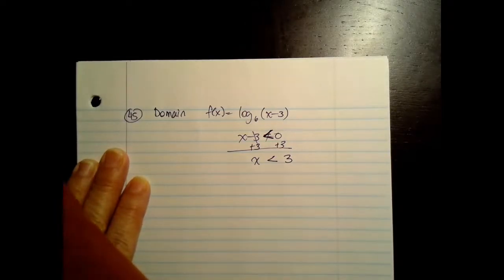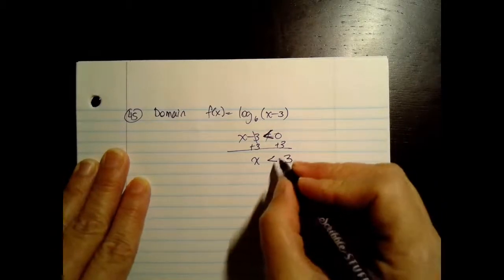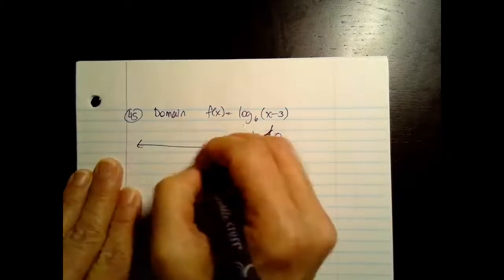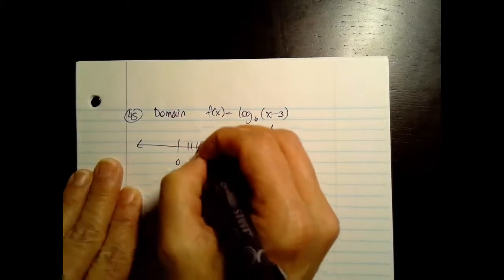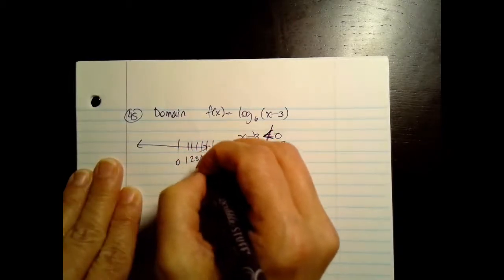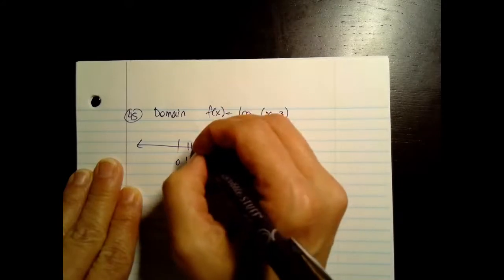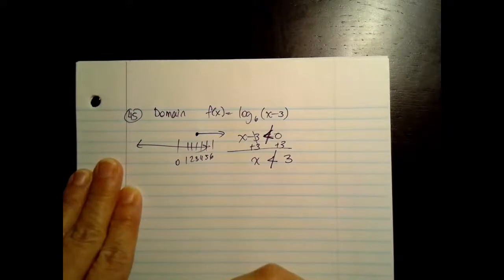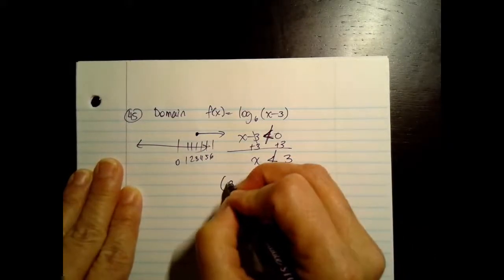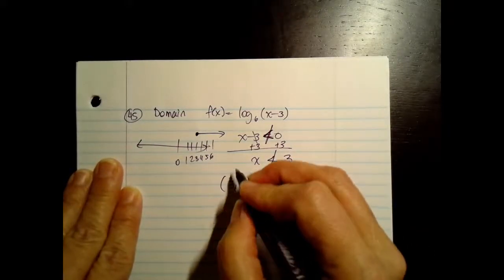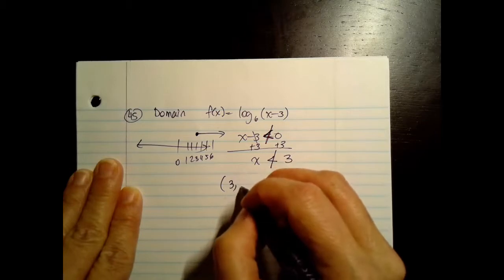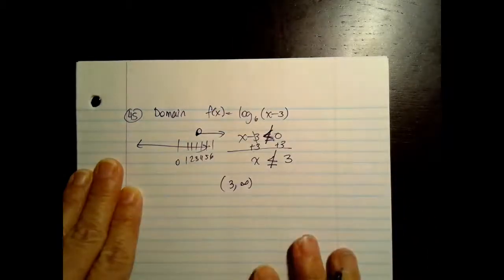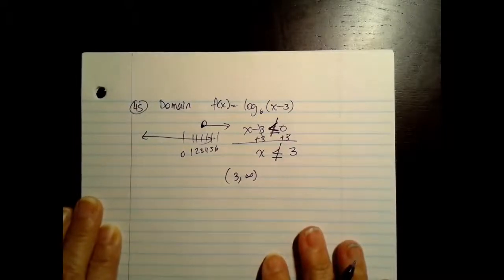So let's go through our answer choices. So x cannot be less than 3. So if you're thinking about a number line, 1, 2, 3, 4, 5, 6, that means that it has to go this way, right? And so that means from 3 to infinity. Cannot be less than or equal to 3. So that should be an open circle. Okay, so 3 to infinity.